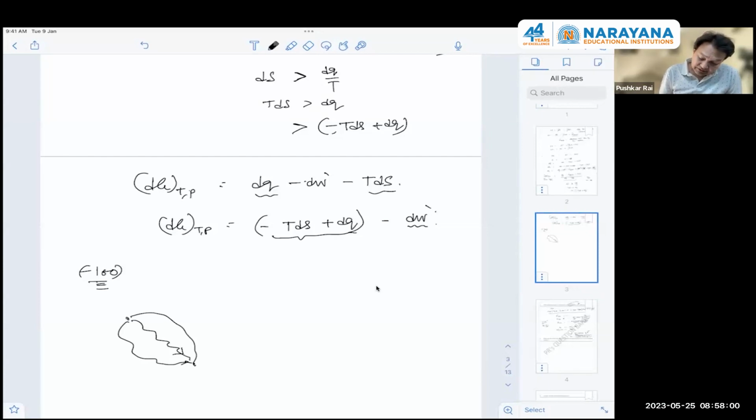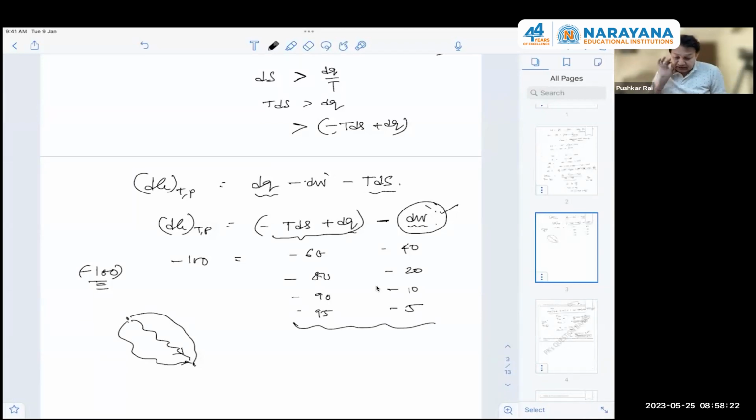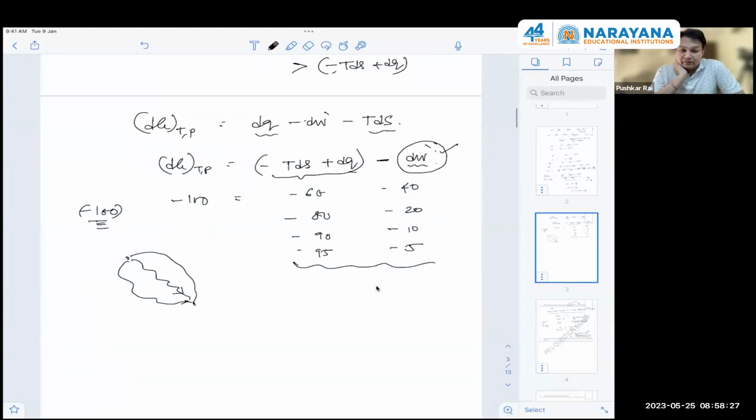So that means that minus 100 is equal to something like this, and this is going to be a positive electrical work done. So there is a negative sign. Situation is like this: minus 60 minus 40, minus 80 minus 20, minus 90 minus 10, minus 95 minus 5. What I want to say, you understand and tell me in a very simple manner. What is the meaning of this?